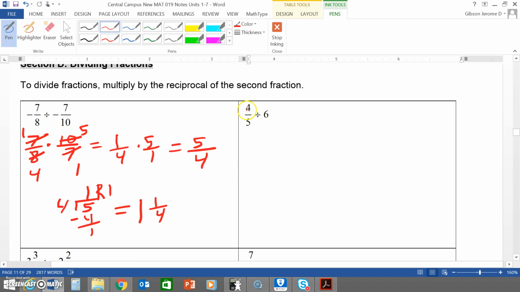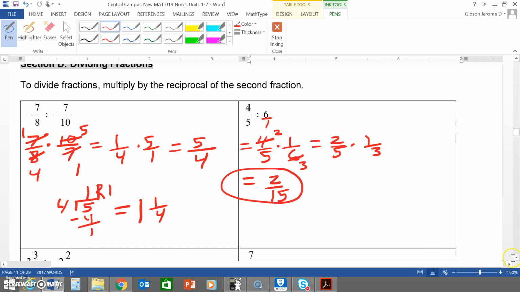Now we come here. Again, we have a positive divided by a positive, so we know it's positive. The first fraction remains the same. Division becomes multiplication. And remember, this 6 is really 6 over 1. So if we take the reciprocal, it'll be 1 over 6. Now we can simplify before we multiply. We could divide 2 into 4 and 6. 2 goes into 4 twice. 2 goes into 6 3 times. So this would be 2/5 times 1/3. 2 times 1 is 2, and 5 times 3 is 15. So this would be your final answer.